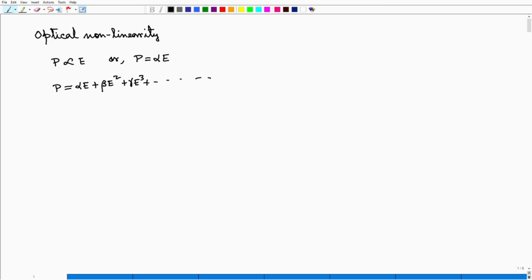All right. So, now here I first talk about second order optical non-linearity. Second order optical non-linearity. So, what is beta? Beta is the quadratic or first hyperpolarizability, I told you that, and the second order non-linear optical activity comes from this beta E square.